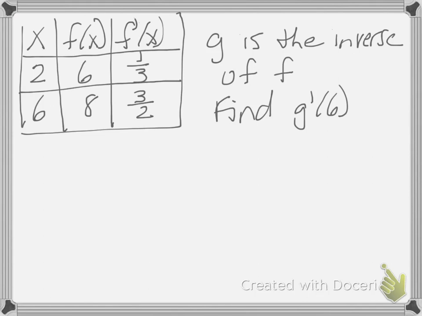Okay, this is another example. Sometimes you're given a table, and notice this table is all about f. But they're going to tell you that g is the inverse of f, and you should find g prime of 6.